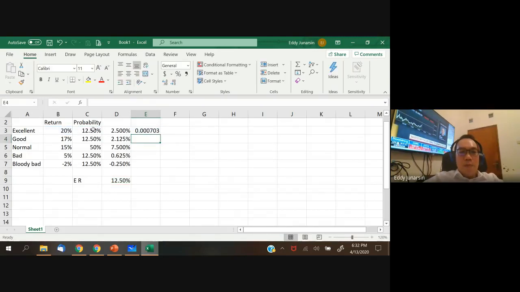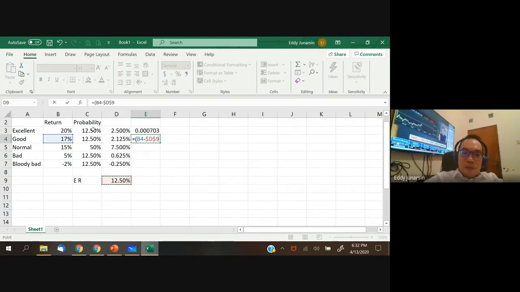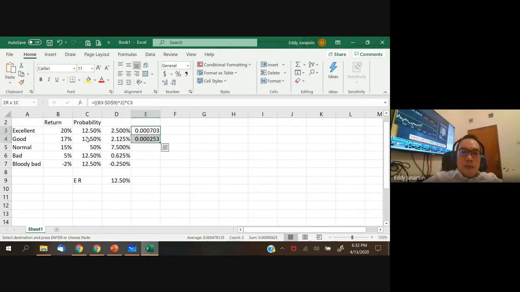Okay, so we can do copy and paste, but maybe we can try the second row before we do the copy and paste. So second row, 17% minus the expected return. Again, one more time, we have to lock it because below the expected return is nothing. Okay? So we square it and then we multiply it by its probability, right? Okay, so doing the copy and paste, right? And then we sum them together.